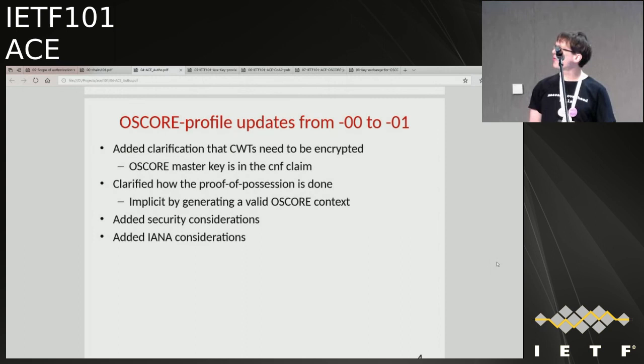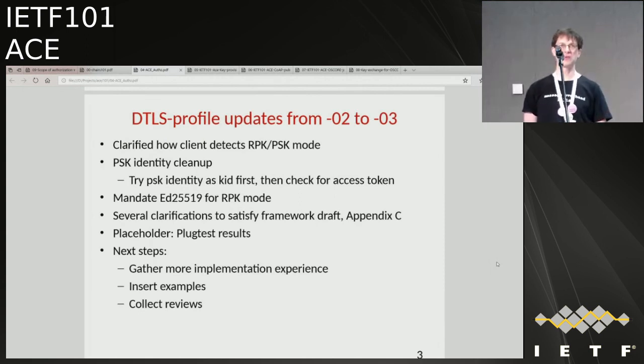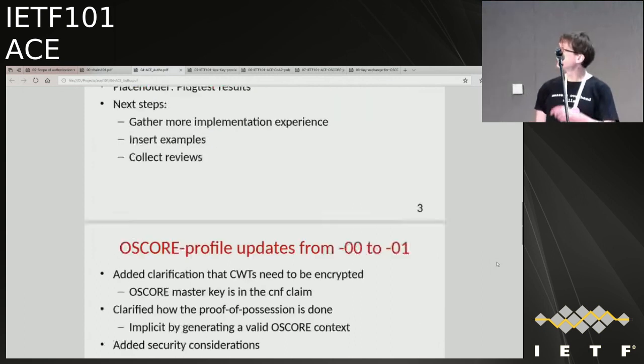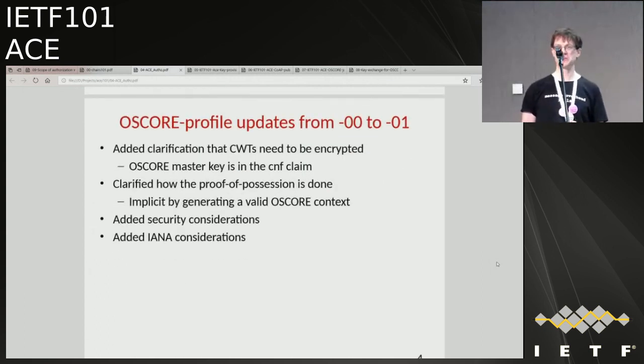Next profile is the OSCORE profile. So basically, while the DTLS profile described how you use DTLS to connect to a resource server and optionally also to the authorization server, this one describes how you use OSCORE to connect to the resource server and optionally the authorization server. And here I discovered that we hadn't mandated that the token was to be encrypted. And since OSCORE is a pre-shared key profile, you're going to be sending a pre-shared key in the token to the resource server, and you don't want that to be visible. So I added a sentence that if you send a CWT, you need to have it encrypted so that the listener on the line doesn't capture the secret key.